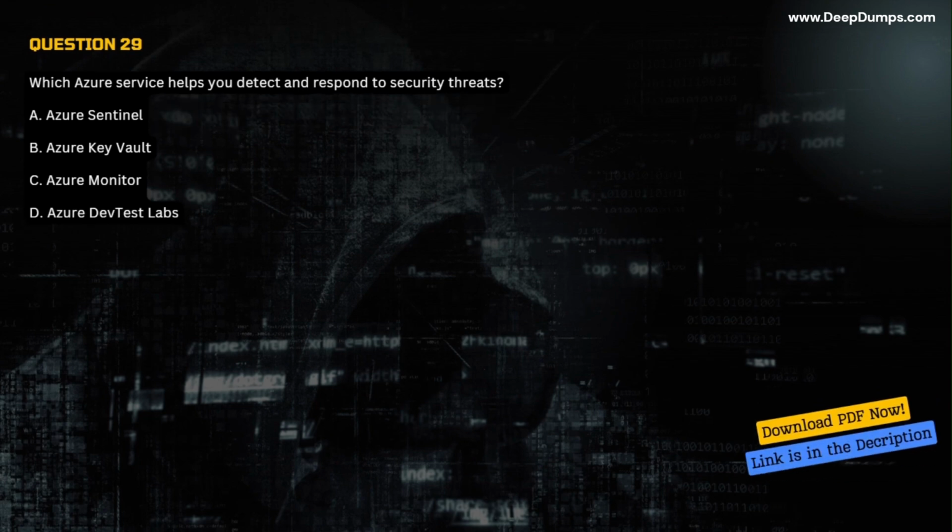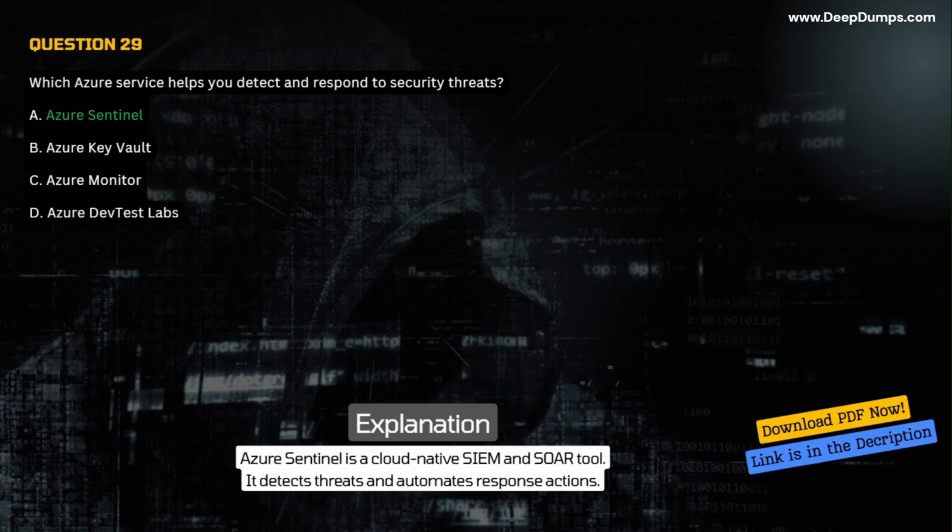Question 29. Which Azure service helps you detect and respond to security threats? A. Azure Sentinel. B. Azure Key Vault. C. Azure Monitor. D. Azure DevTest Labs. Correct answer A. Azure Sentinel. Explanation. Azure Sentinel is a cloud-native SIEM and SOAR tool. It detects threats and automates response actions.